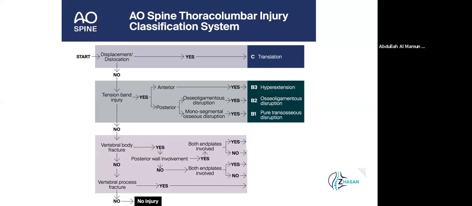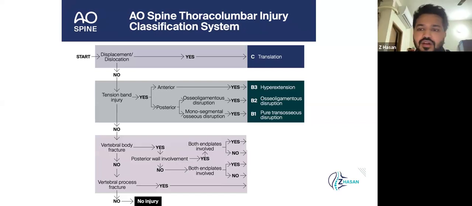So if there is no displacement and no tension band injury, then this is a vertebral body fracture. If there is any vertebral body fracture, then you have to see if there is a posterior wall involvement. Now, residents or my colleagues here, if there is a posterior wall involvement, which type of injury would it be? Jia?